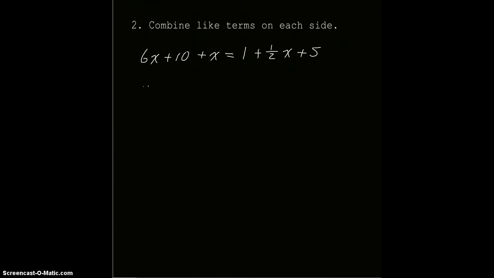Alright, so this is where we left off. Now we're going to combine like terms on each side, because you'll notice on the left hand side I have 6x sitting here, and I have a plus x. Both of those have the same variable factors. 10 doesn't have x next to it, so I can't do anything with that, but I can take 6x and add x to it, so I get 7x plus 10. 10 will just sit there.